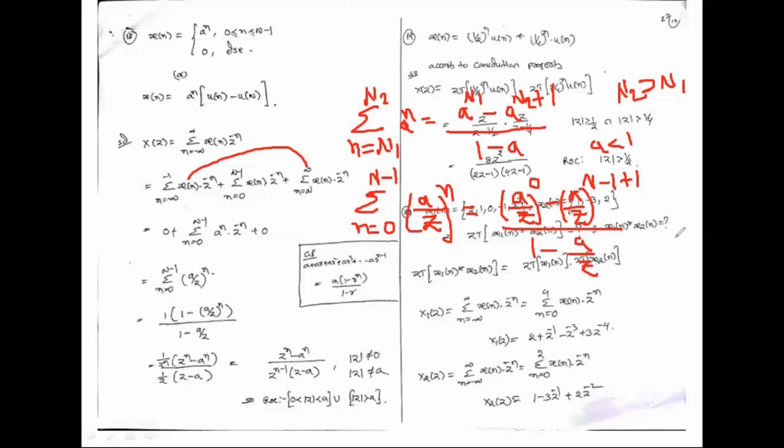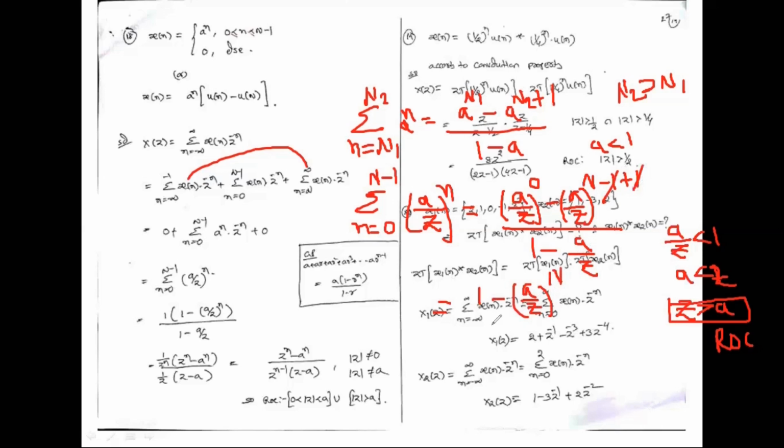According to this condition, what is a here? a by z is less than 1. So a is less than z, and z is greater than a. The ROC is z greater than a. Now simplify this function. Anything to the power 0 is 1, minus (a by z) whole power, the minus 1 plus 1 gets cancelled here. So it is (a by z) whole power capital N, divided by 1 minus a by z.